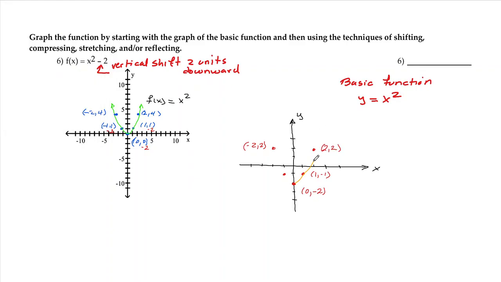Let's try to do my best to get a parabola. Doesn't look too much like a parabola, I'm sorry. And then this is my function f of x equals x squared minus 2. Right? So this is the vertical shift 2 units downward. All the points on the graph have been moved down 2 units.